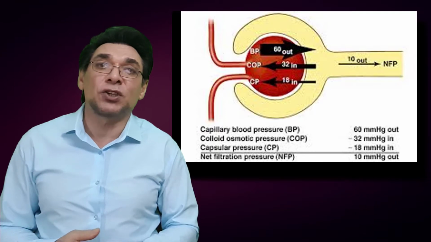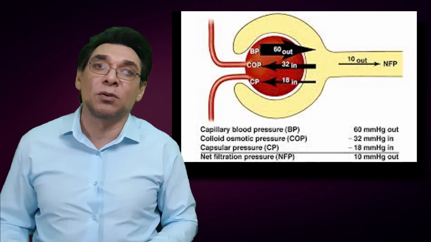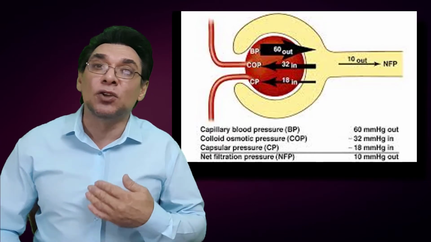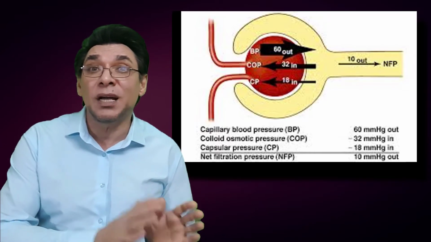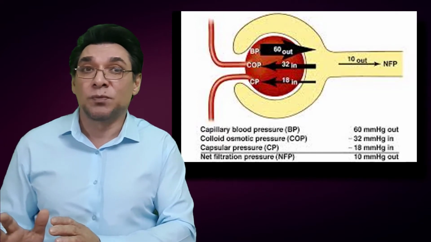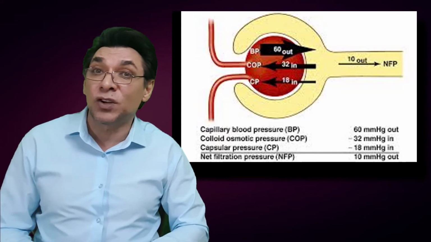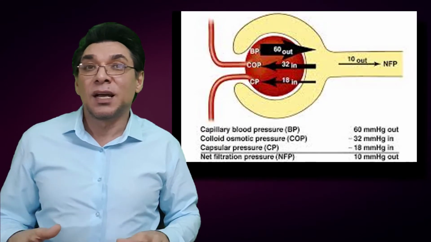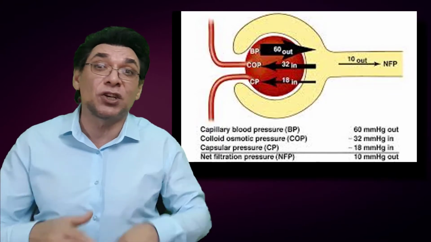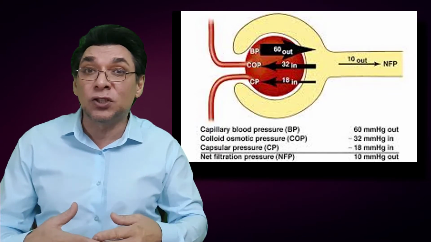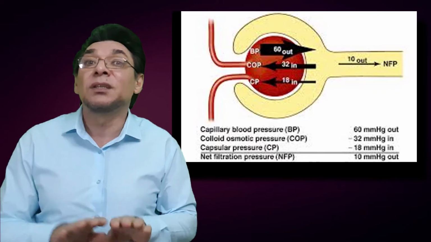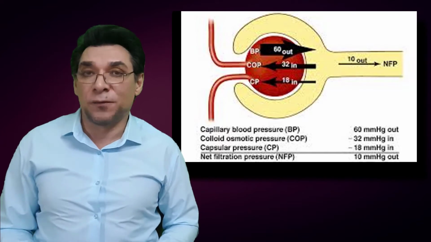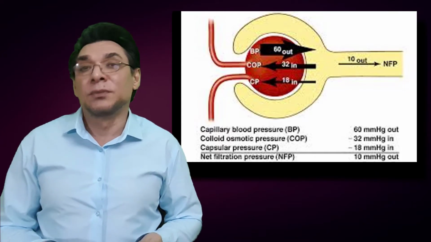Therefore, the filtration pressure is calculated as follows: glomerular capillary pressure minus capsular pressure minus colloid osmotic pressure equals filtration pressure. The filtration pressure forces fluid from the glomerulus into the Bowman capsule because the glomerular capillary pressure is greater than both the capsular and the colloid osmotic pressure. Under most conditions, the filtration pressure remains within a narrow range of values. However, when the filtration pressure increases, both the filtrate volume and the urine volume increase. And when the filtration pressure decreases, both the filtrate volume and the urine volume decrease.